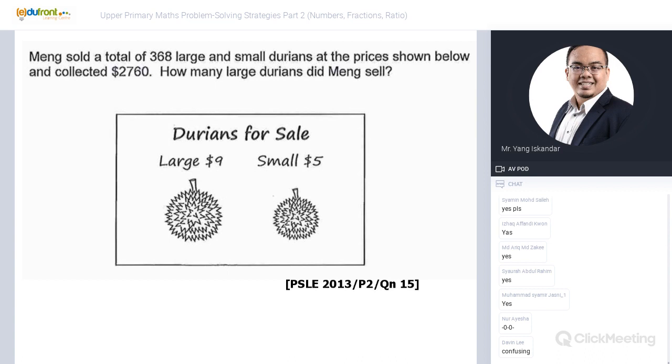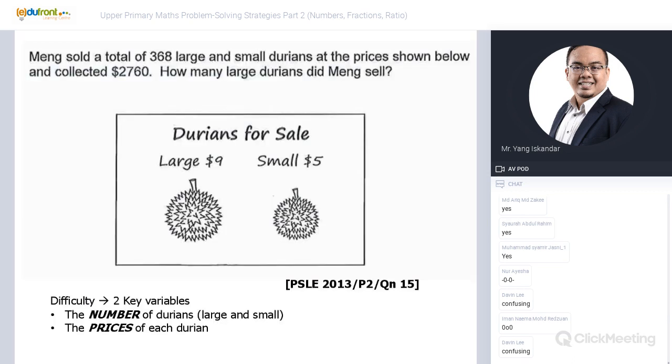All right. Okay, so now, I'm going to show you using the supposition method or the assumption method. But assuming that you do not know the assumption or the supposition method, you will most likely use the guess and check method. Okay, why? Because it's a little bit confusing here, as there are two variables. You can see Meng sold a total of 368 large and small durians. So the tricky part is that they do not tell you how many large and how many small.